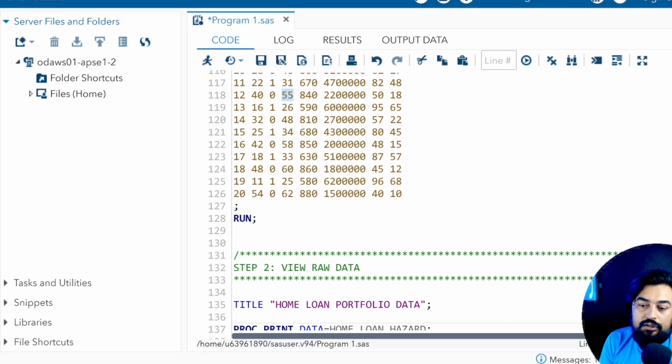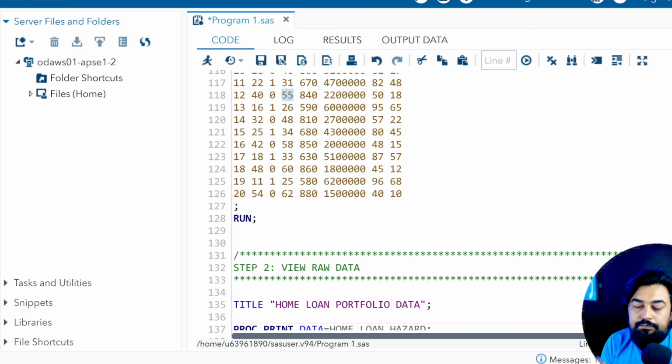So default means what? This is the event. As I told you, default 1 means defaulted. Default 0 means it has not defaulted yet. Okay. Similarly, age is the borrower's age, credit score, I have already told you, loan amount, LTV value, I have told you, and then I have told you the FOIR value also.